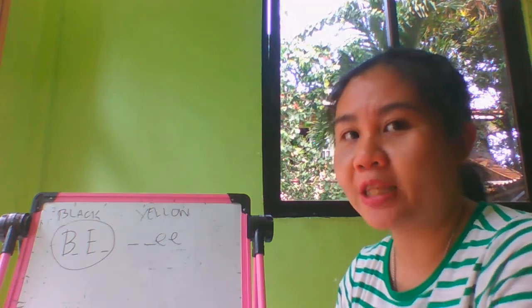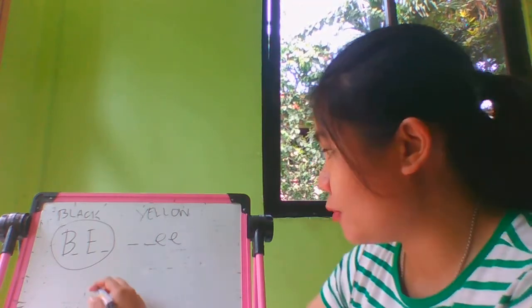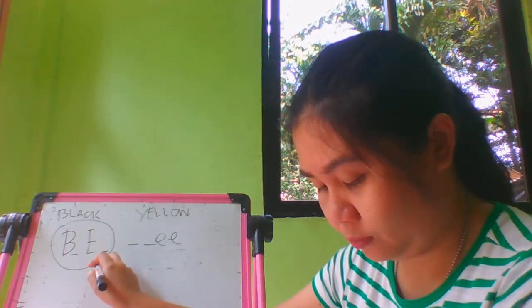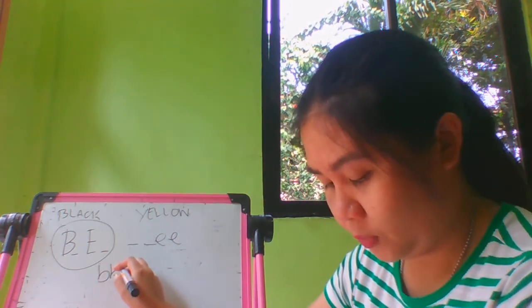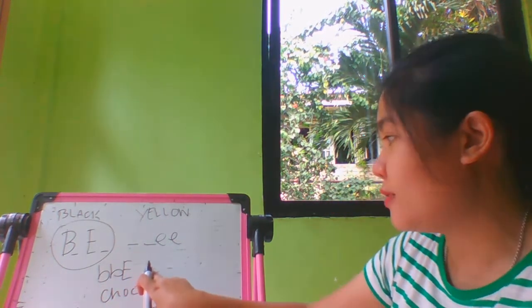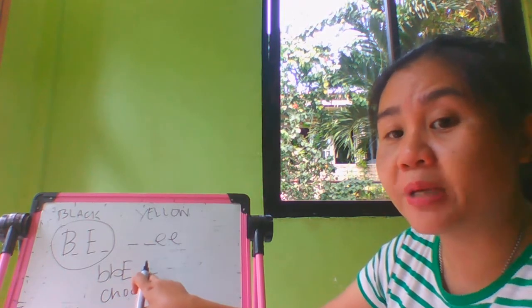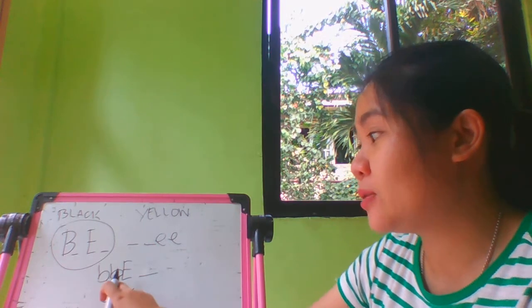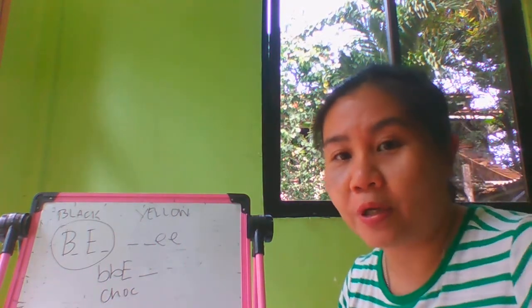How about the chocolate Labrador? So chocolate Labradors will have both small letter b, regardless if we have a small letter e or a big letter E, as long as both are small letter bs over here. So that is how you're going to remember the codes.